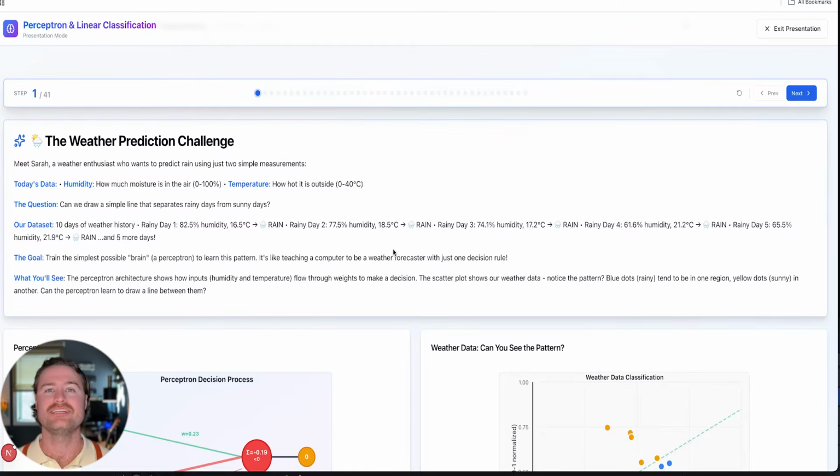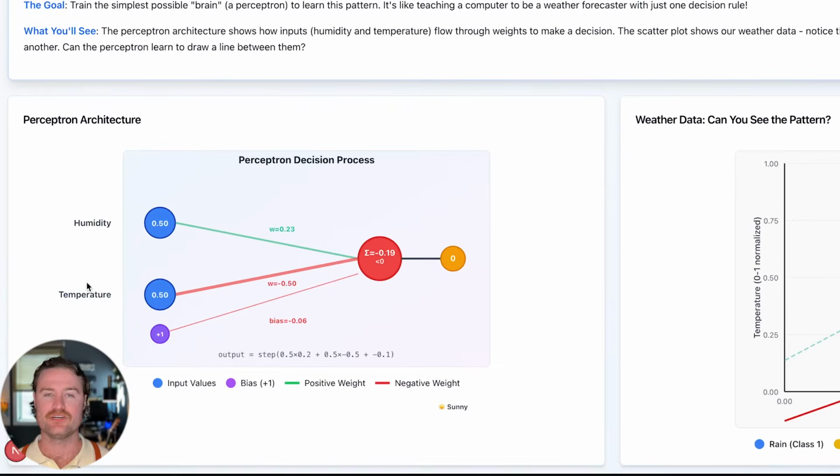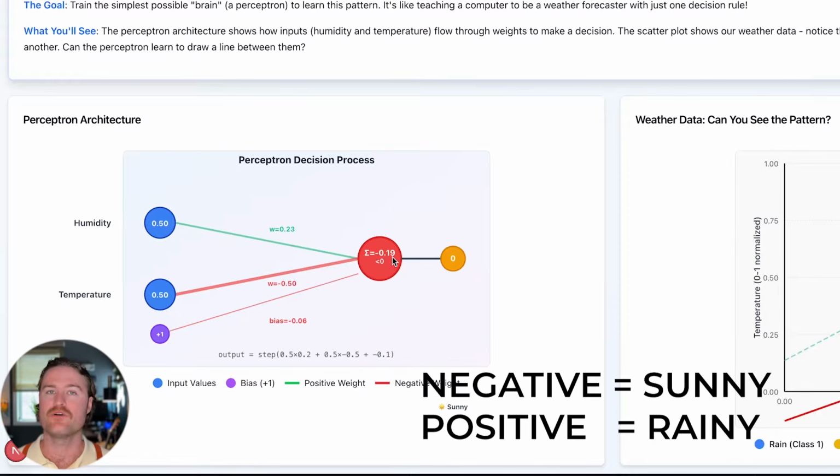Essentially, we're going to be trying to take two inputs, humidity and temperature, to guess whether it's going to be sunny or rainy. In this, we're going to take these inputs with a bias. We're going to have it print out a mathematical model. If it's a negative number, it's going to be sunny. If it's a positive number, it's going to be rainy.